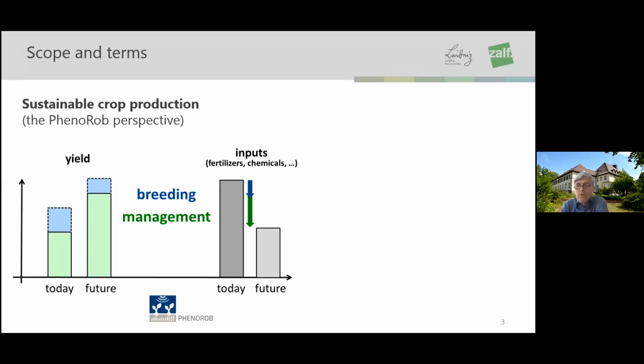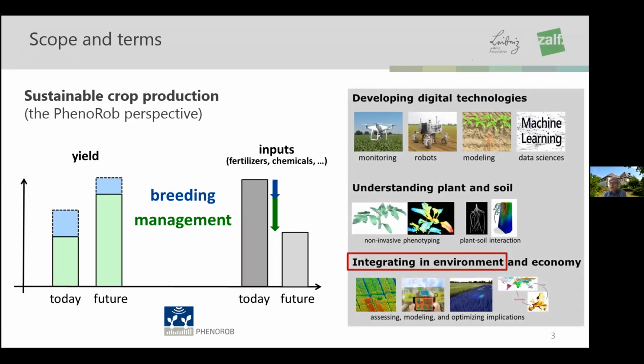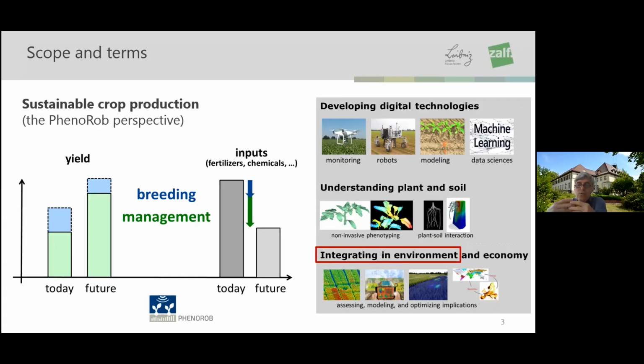further increase in order to satisfy future demands, we would like to produce within reduced inputs of resources related to fertilizers, but also related to chemicals and other inputs. And we think that we can achieve that, we have the ambition to achieve that by the development and use of digital technologies that help us to better understand plants and soil and integrate that understanding into larger systems.